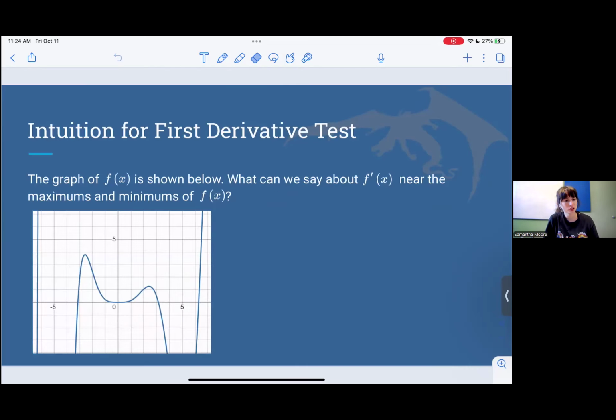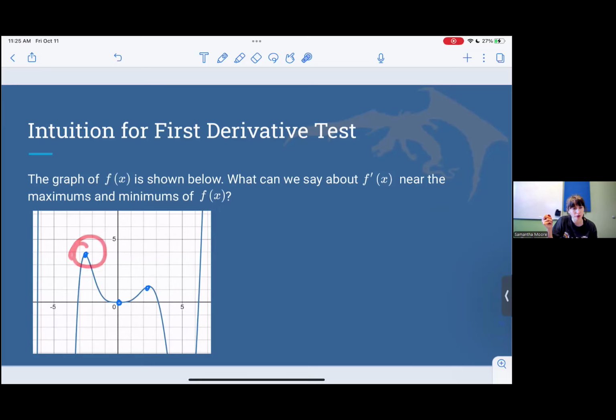So I want to think through an example first and think about the intuition that's going to go behind the first derivative test. We're given the graph of f of x, and the question asks us, what can we say about f prime of x near the maxes and mins of f of x? These 3 points are going to be the maxes and mins that I can see. The question is asking me, what can I say about f prime of x near these? Interesting. Okay. Well, let's see.